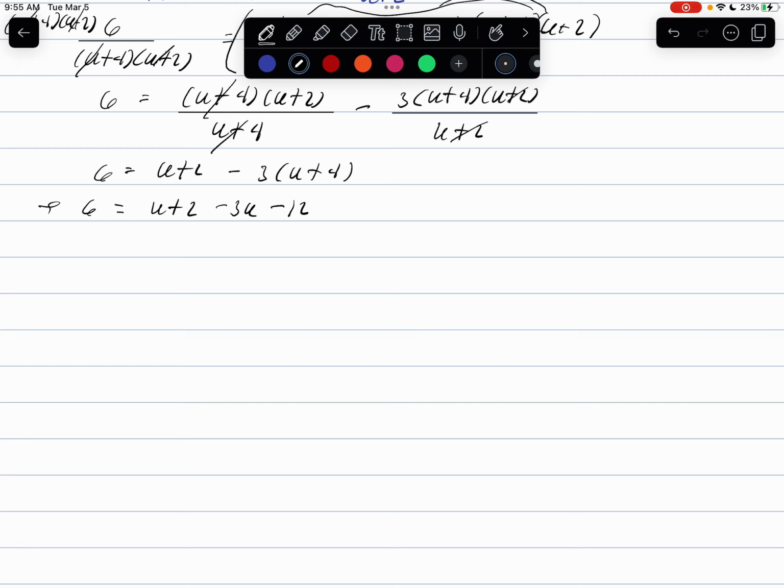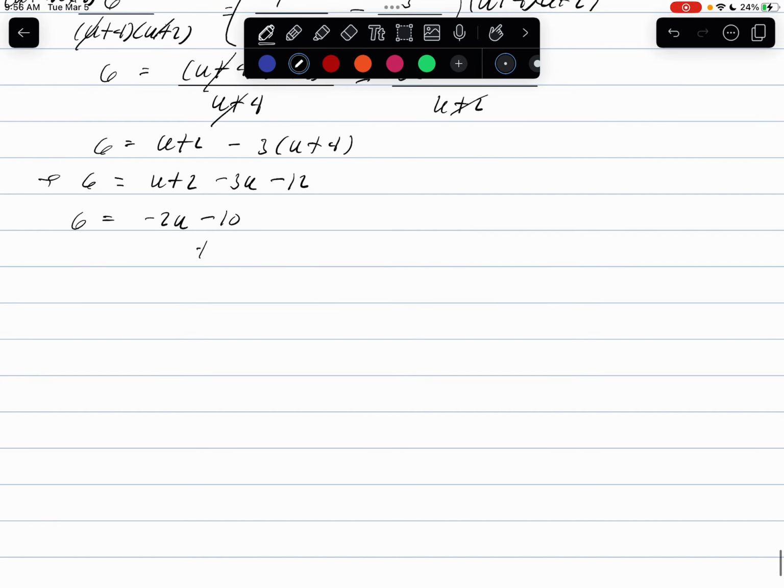Okay, cool. So now if we combine like terms, we get 6 is equal to, with u minus 3u, that's minus 2u, and 2 minus 12 is minus 10. Okay, so if we add 10 to both sides, we're going to get 16 is equal to negative 2u. And if we divide both sides by negative 2, we get u is equal to negative 16 over 2, or we get negative 8.